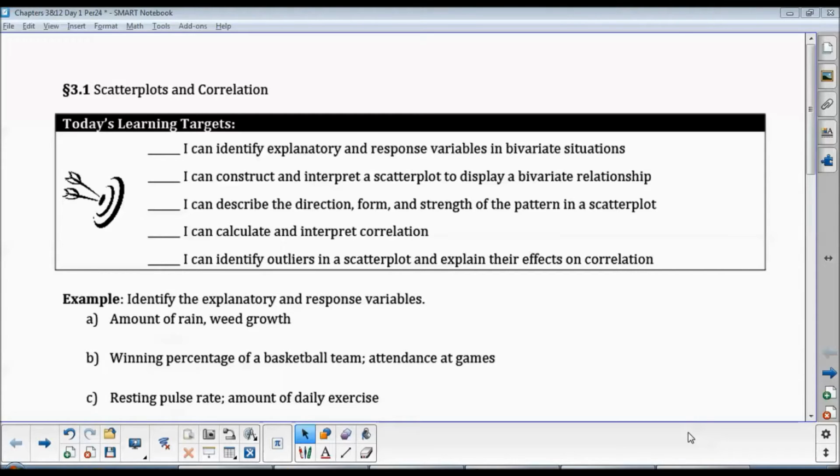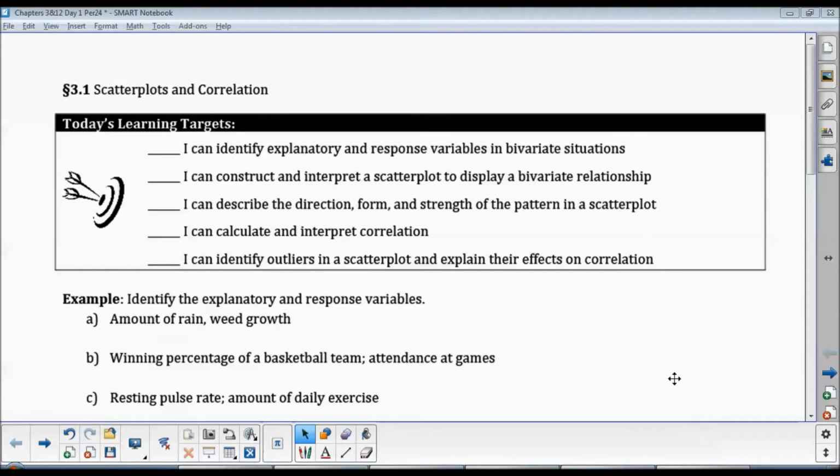So this is the beginning of chapters 3 and 12, which I put together in one unit. And it's really about the relationship between two quantitative variables. Now, we just got done with doing this in chapter 11, when we talked about the chi-square test for association or the chi-square test for independence. And that's checking to see if there's a relationship between two categorical variables. Chapters 3 and 12 is still bivariate data, but it's about, is there a relationship between two quantitative variables?